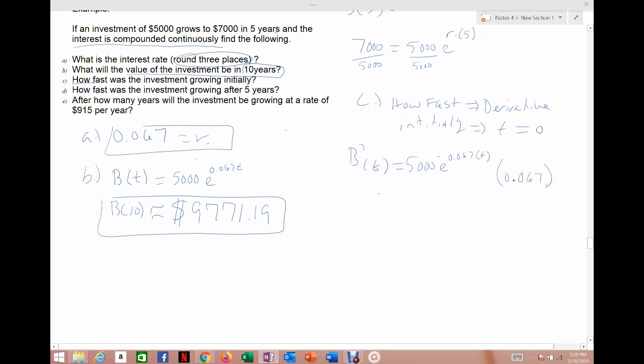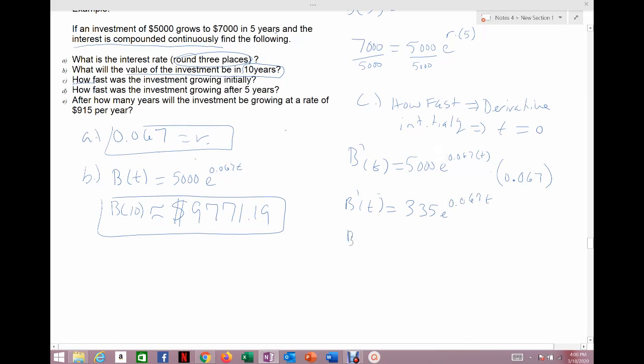And again, it should make sense. Derivative is how fast your money's growing. Well, that's the percent at which your money's growing. Your interest rate is how fast your money's growing as a percent. And so that's what we're going to multiply by, and I'm going to simplify that before I use it. So that simplifies to 335 e to the 0.067 times time.